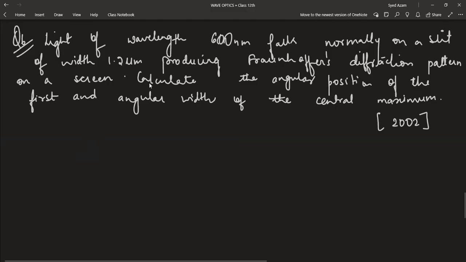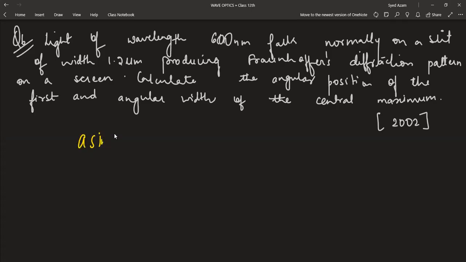Okay, see, this question says that light of wavelength 600 nanometer falls normally on a slit of width 1.2 micrometers, producing Fraunhofer's diffraction pattern on a screen. Calculate the angular position of the first minimum and the angular width of the central maxima.